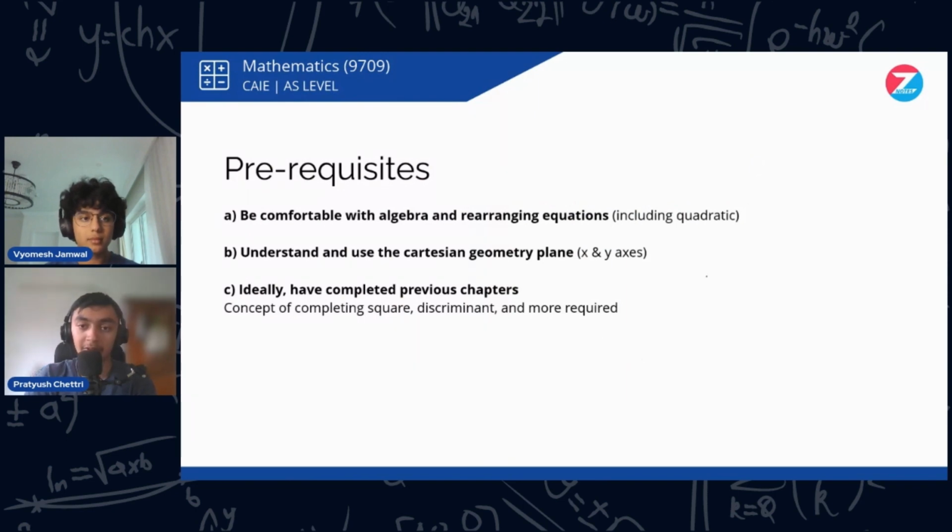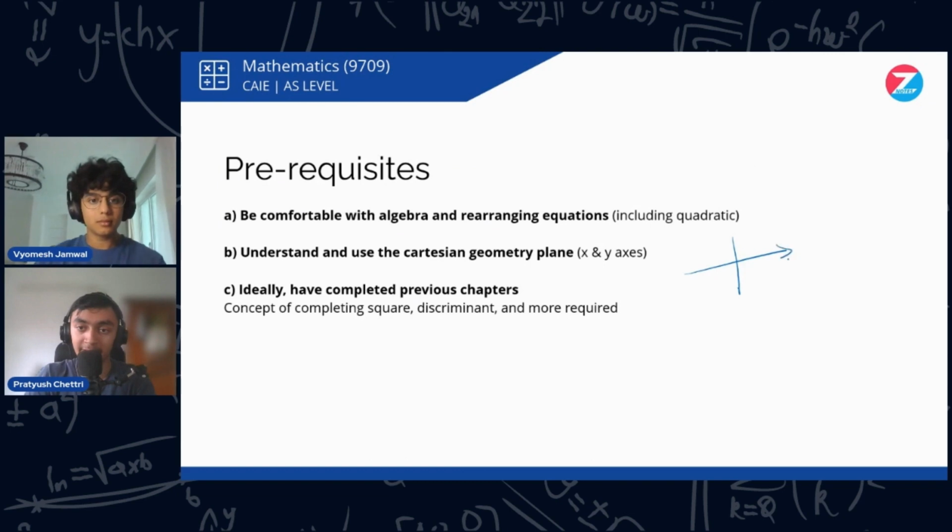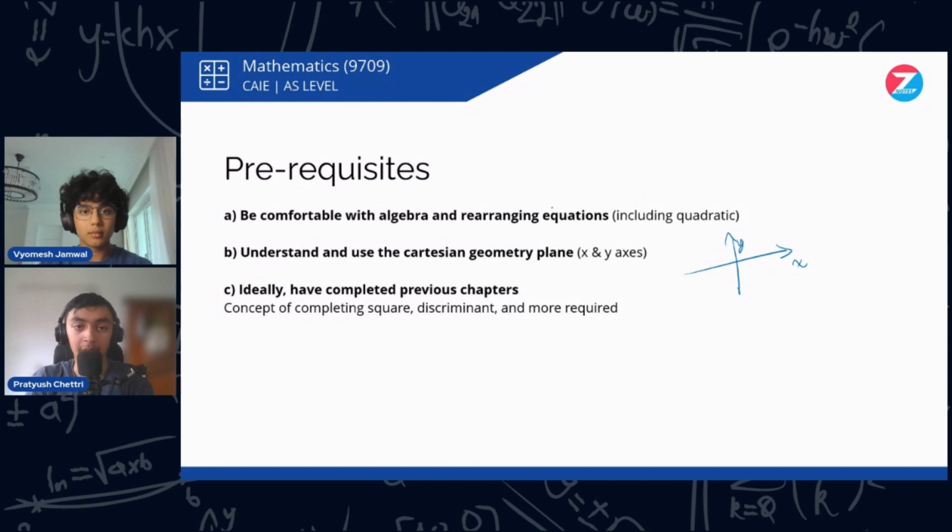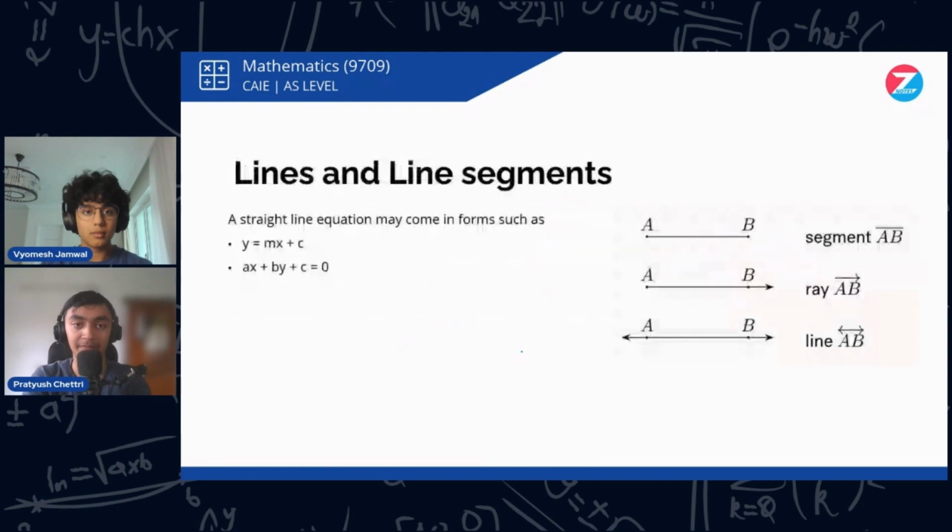You should already know about the geometry plane of x-axis and y-axis, Cartesian geometry, and you should be very comfortable with algebra, because this topic has a lot of algebra. So let's get started. The first topic: you should already know about the equation of a straight line in the form y equals mx plus c, where c is the y-intercept and m is the gradient. And this form, which is a little bit different but just the same thing rearranged if you look carefully. Cambridge likes this form because it equals zero. I think they like that form just because it's everything on one side.